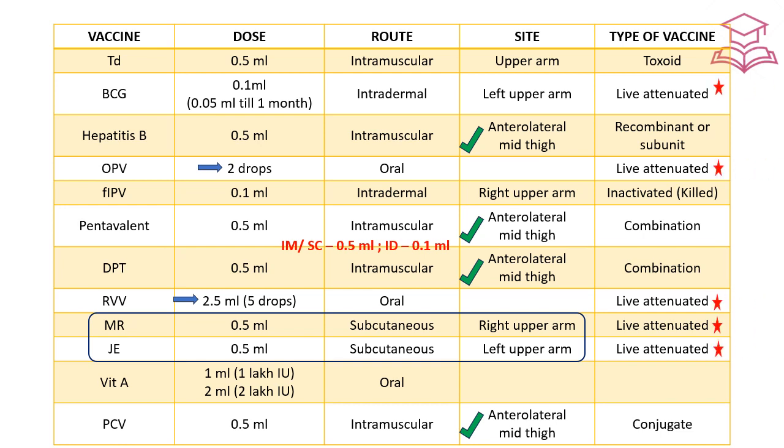And let's see which are the live attenuated vaccines. They are BCG, OPV, rotavirus, MR and JE. Pneumococcal vaccine is a conjugate vaccine. Pentavalent and DPT vaccines are combination vaccines. Fractional IPV, as the name suggests, is an inactivated or killed vaccine. Hepatitis B is a recombinant or subunit vaccine.